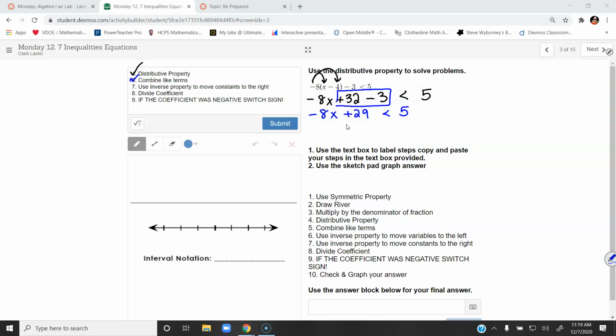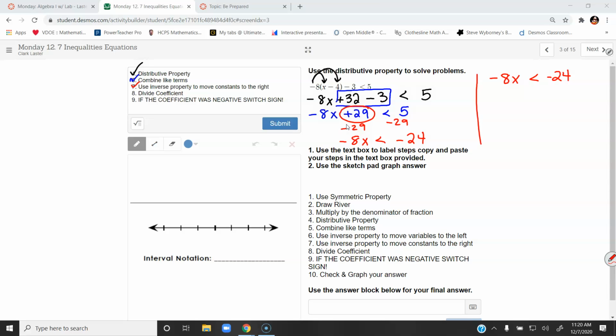Now I will use my inverse property. My inverse property allows me to add or subtract something from the left to the right or the right to the left. In this case, I want to get this positive 29 out of here, so I would subtract 29. Now I have negative 8x is less than negative 24. I'm going to write that up here again, just so you guys see it. So there we go.